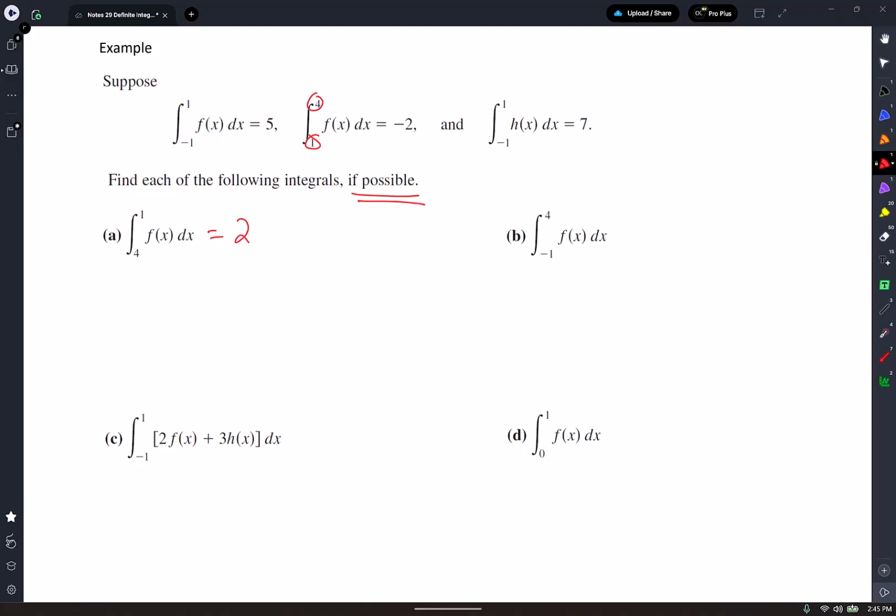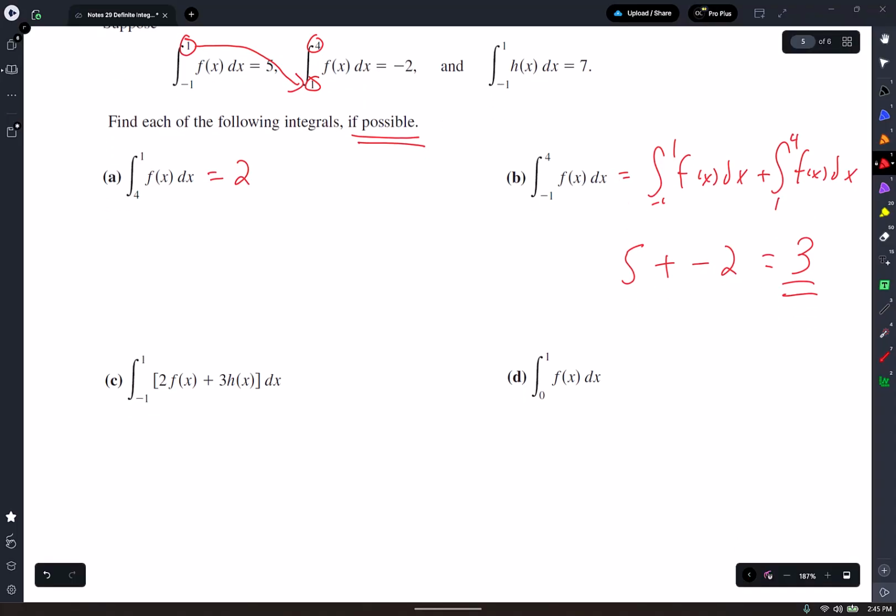All right. Integral from -1 to 4. Well, check it out. I have the integral from -1 to 1. When this one stops, look at the other one. That one, the other integrand begins. Do you guys see that? So this is the same thing as saying integral from -1 to 1 of f of x dx plus integral from 1 to 4 of f of x dx. So it's going to be 5 plus -2, which equals 3. How do we feel, guys? Okay, let's go to the next one.